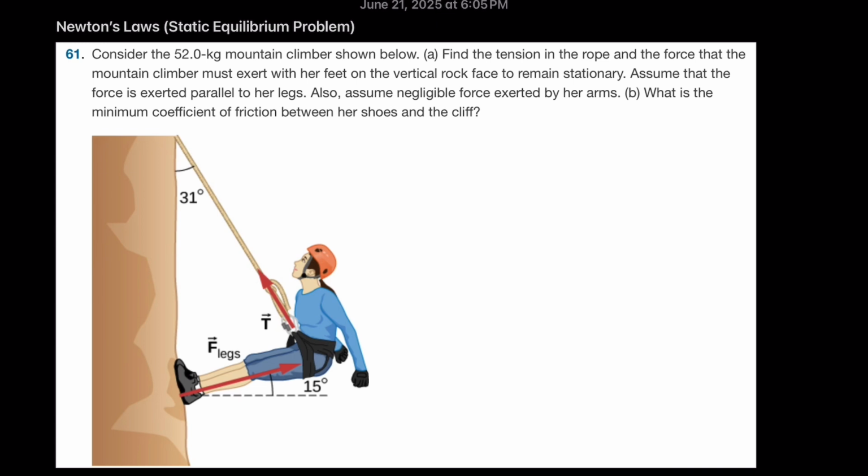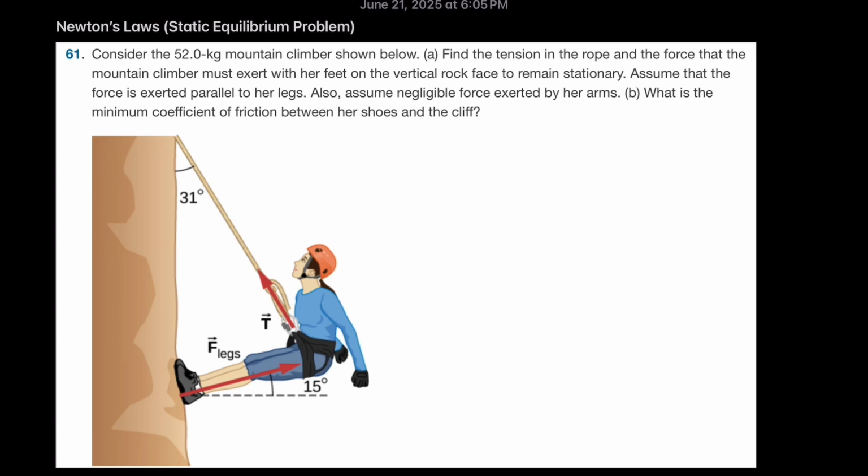It says assume that the force is exerted parallel to her legs. Also assume a negligible force exerted by her arms. We'll get to part B later on. Let's focus on part A. As you probably know, a good place to start is with a free body diagram. But before we do that, let's explore why this is a static equilibrium problem.